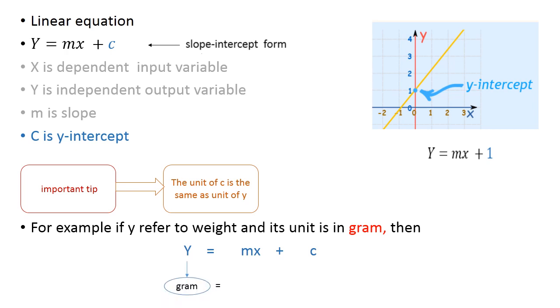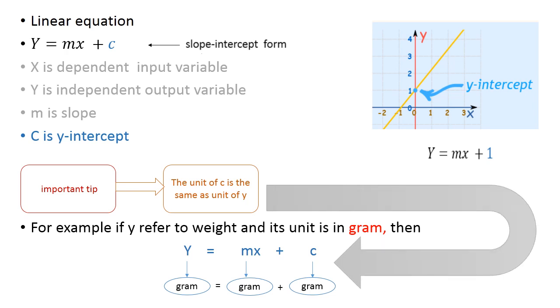The unit of y is gram, and then the unit of mx must be in gram and the unit of c must be in gram also. Then the left hand side of the equation unit is grams, and the right hand side of the equation the unit is grams. It's clear from the example that the unit of c must be equal the unit of y.